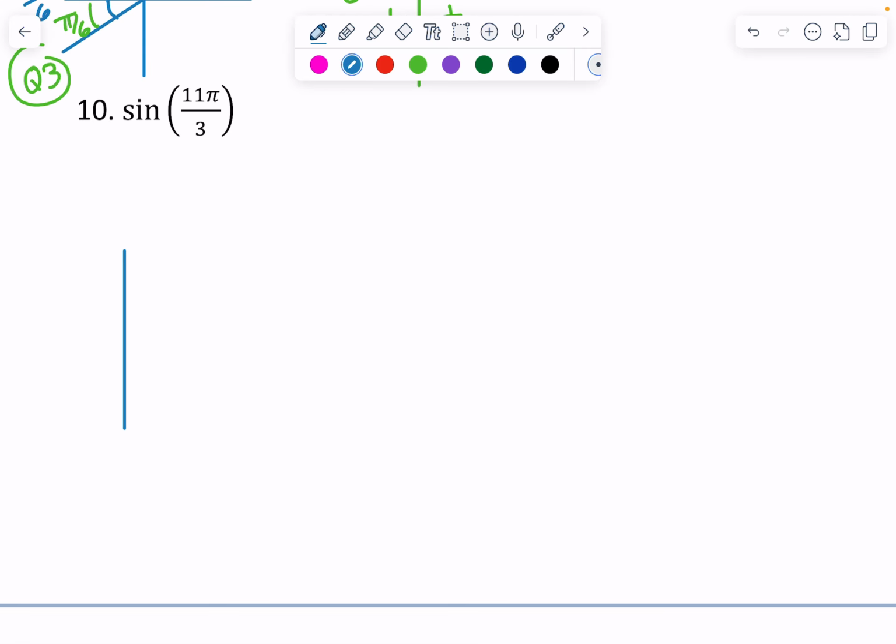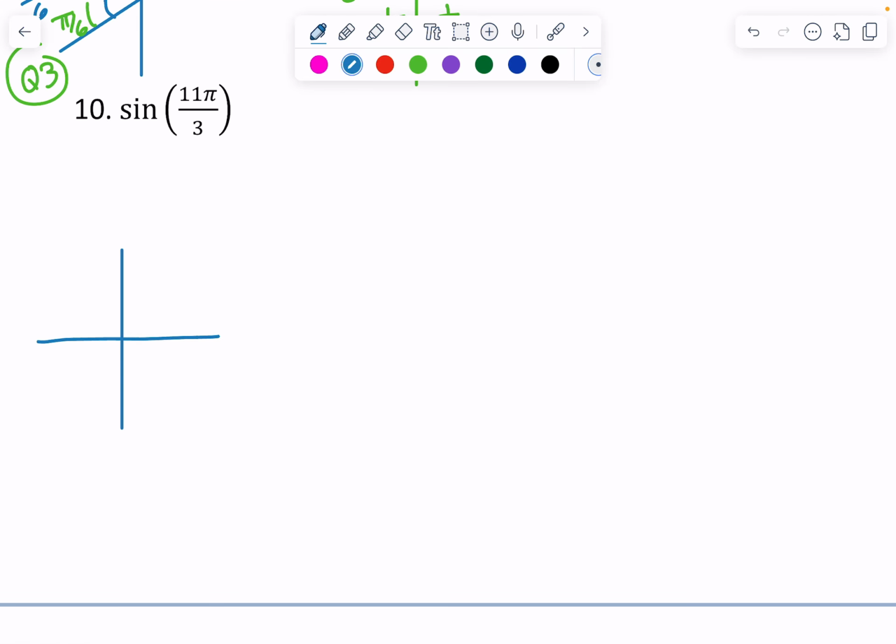I have sine of 11 pi over 3, and that's a really big looking number. So let's take a look at it. I have 0 here. I have pi, which is equal to 3 pi over 3. So I've gone that far around, right? Over here, I have 2 pi, which is equal to 6 pi over 3. So I've gone all the way around once.